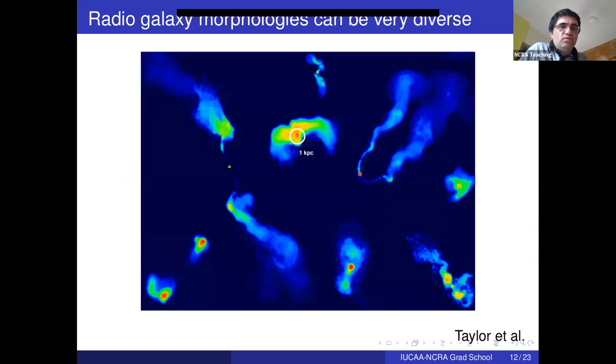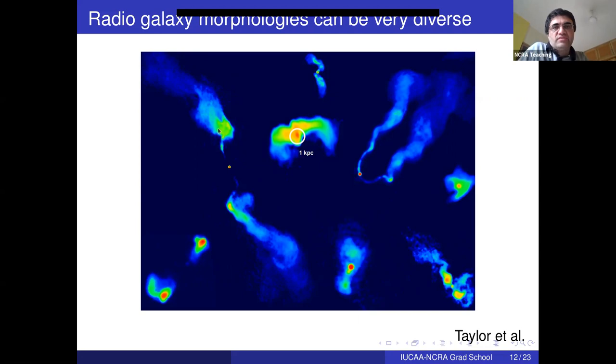Okay. So now we have looked at a very simplified version of radio galaxies, some kind of sanitized picturization of that. But if you look at radio galaxies in large surveys, you see all kinds of shapes, sizes, and so on, which are shown here.